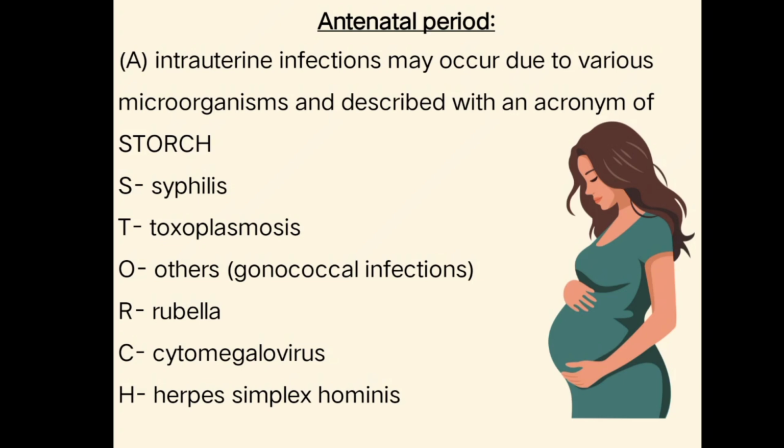So if the mother, during her antenatal period, develops these infections, that is syphilis, toxoplasmosis, gonococcal infections, rubella, cytomegalovirus and herpes simplex virus, there is a chance of transmitting the infections to her offspring also. The infections can occur during the antenatal period, during the intranatal period, and also after, in the postnatal period. Once the baby is born, the baby may develop infections due to their compromised immune functions.